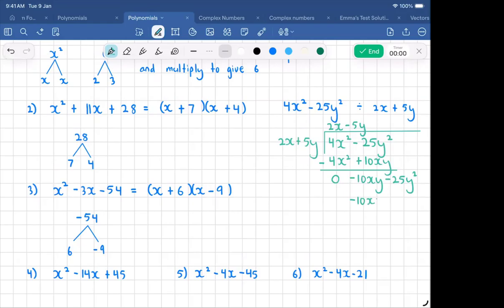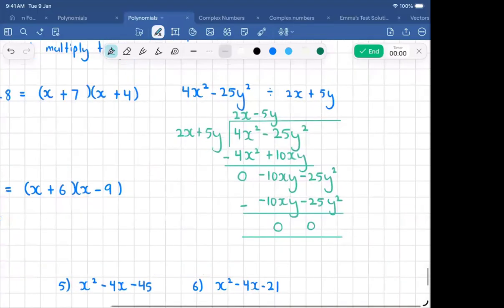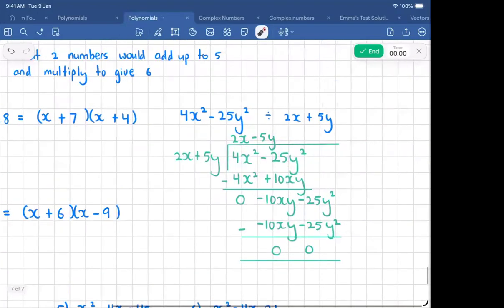And minus 5y by 5y gives minus 25y squared. Now we subtract, and it works out. So Serena, this is how you would work the question using polynomial long division. But just for your sanity in the exam, please don't do this.